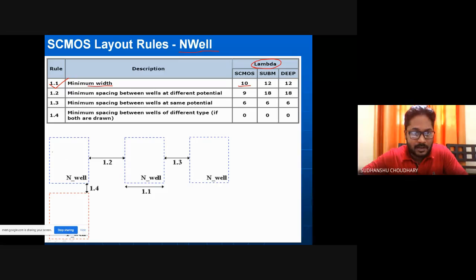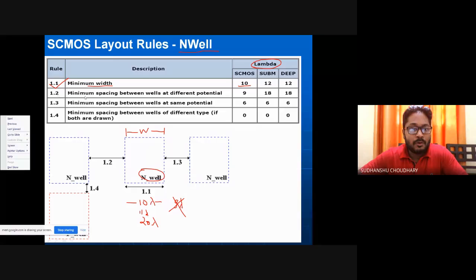So let us say all these are N wells here. There are 3 N wells. This is my width, this much. This is the width of my N well. So the width of this N well should be 10 lambda. It can be more than 10 lambda, it can be 11 lambda, or maybe even 20 lambda, depending upon the size of the MOSFET, but it cannot be less than 10 lambda. It cannot be 9 lambda. If you draw 9 lambda, it is a design rule violation.